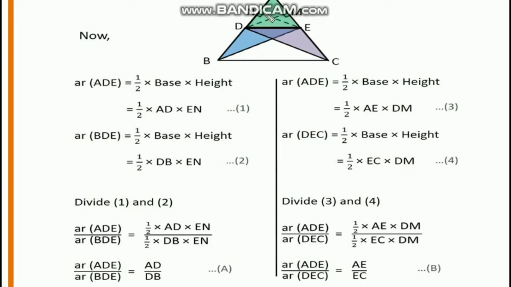See this, your triangle ADE. So half into base into height. You know that half into AE is the base, and the height is DM.